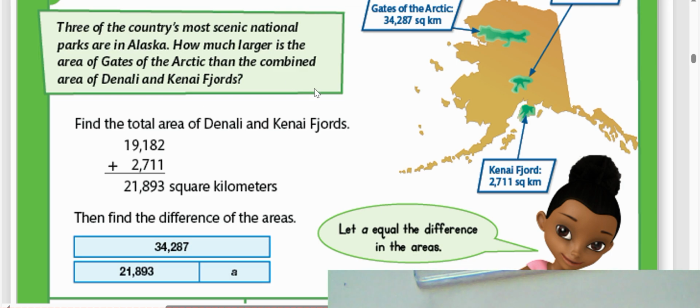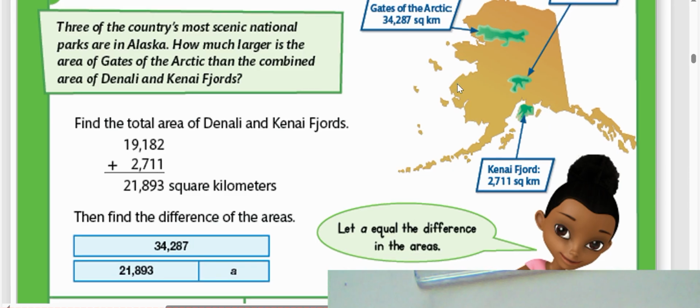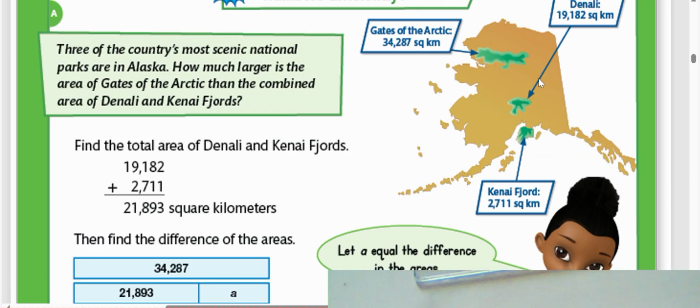Three of the countries, we have 3 countries here. Look at it with me. 1, 2, 3, 3 countries here, okay? Parks are in Alaska. How much larger is the area of Gates of the Arctic than the combined area of Denali and Kenai Fjords? We can add together and then subtract the result from the third.